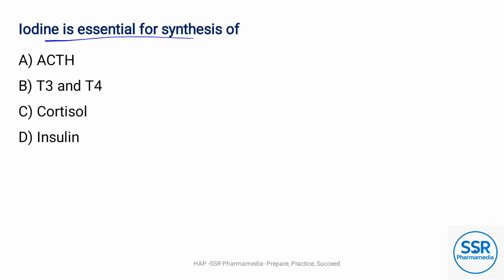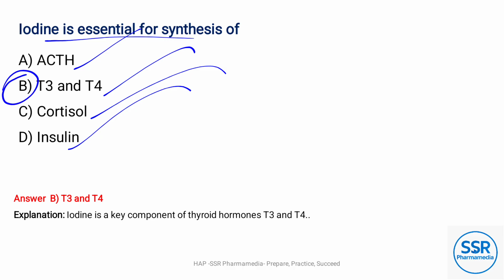Iodine is essential for synthesis of: option A, adrenocorticotropic hormone; option B, T3, T4; option C, cortisol; option D, insulin. So the answer is option B, T3 and T4. Iodine is a key component of thyroid hormone, used for the release of triiodothyronine and thyroxine.